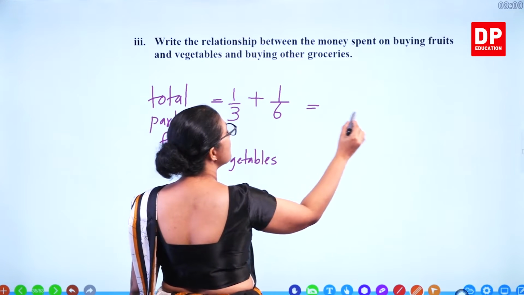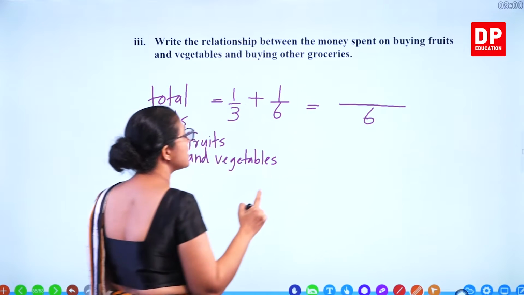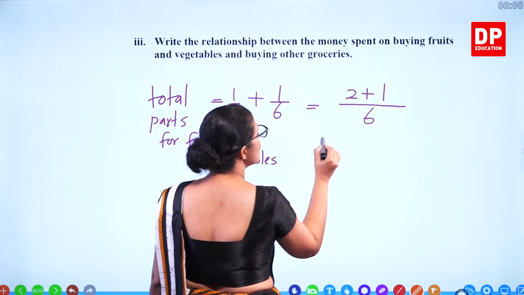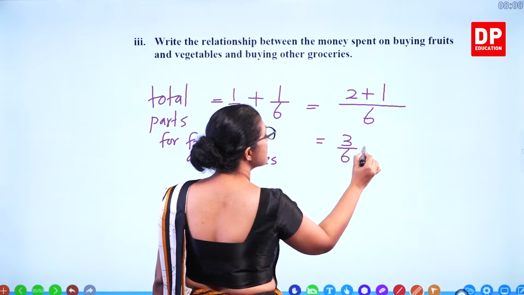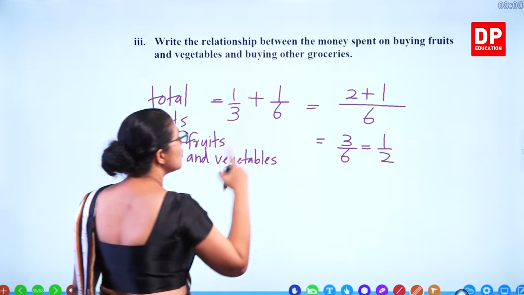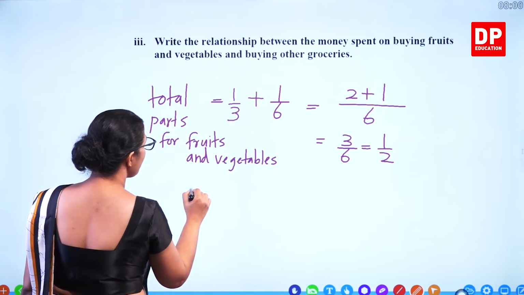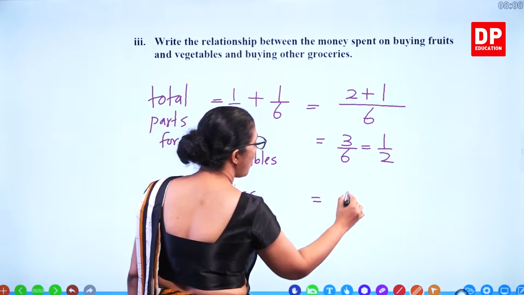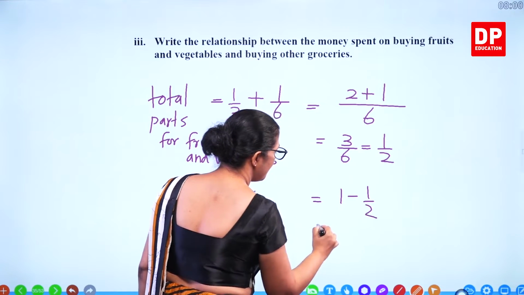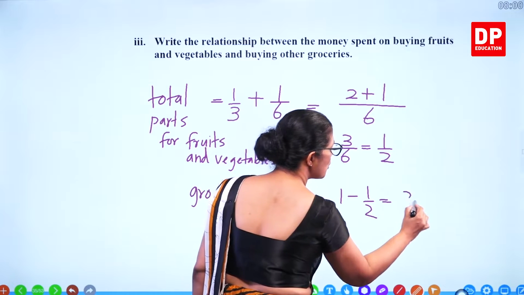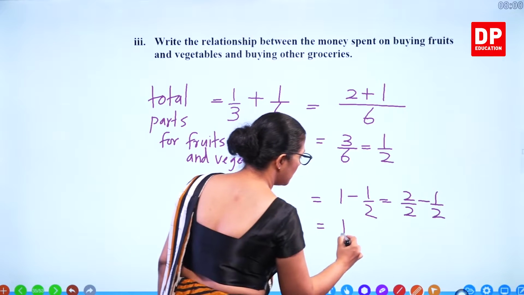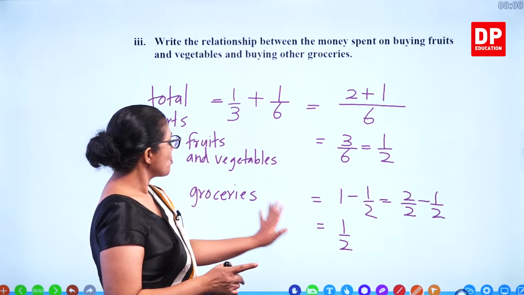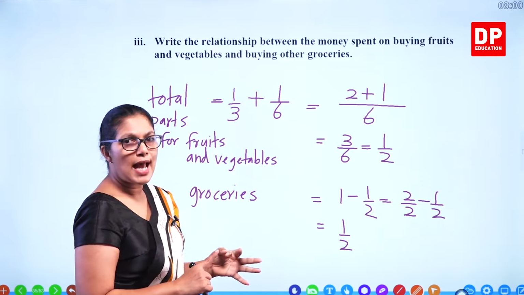So find the sum. 6 is the common denominator. So convert to 6. 2 times 1, 2. So you get 3/6. That means half. So for groceries also you need to spend half. So half. 1 minus half means you get half. This is 2/2 minus half. So that's half. So that's the relationship. Half for groceries and half for fruits and vegetables.